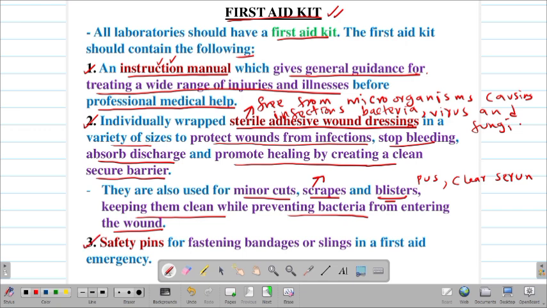Now, the third component of a first aid kit within the laboratory is what we call the safety pins. Their function is that they are used for fastening bandages or slings in a first aid emergency. Remember, when you fasten the bandages or slings, you can prevent further damage to the wound, and also you can use it to control further bleeding of that particular wound. So safety pins are very essential for fastening the bandages and slings in a first aid emergency.